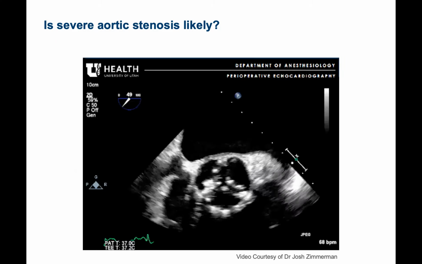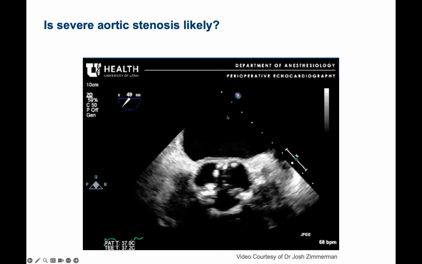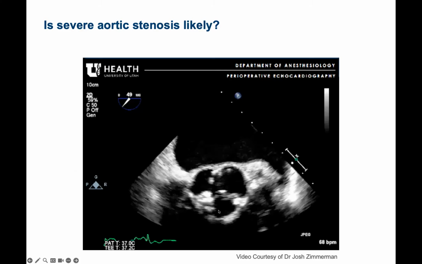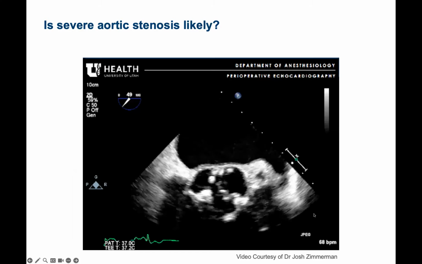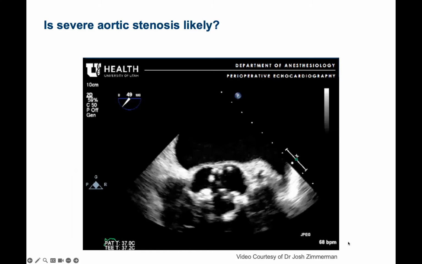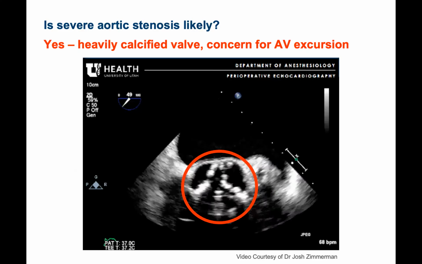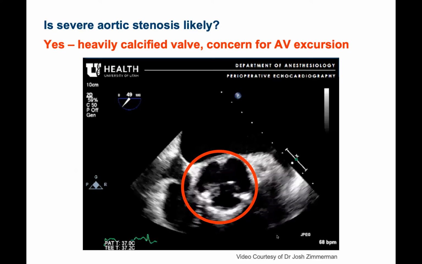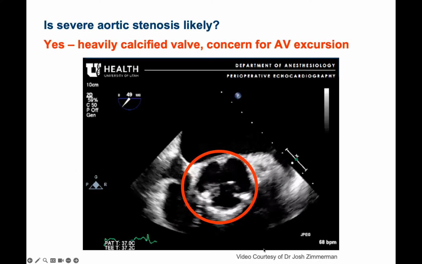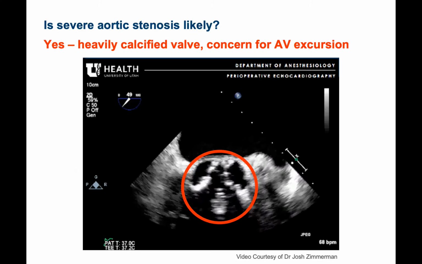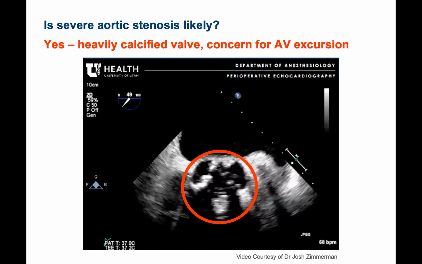This picture, however, is a transesophageal echo, meaning that the left atrium is at the top of the screen, and this is our aortic valve in short axis view. We see the three leaflets, and if you think to yourself, is severe aortic stenosis likely, the answer is going to be yes. This is a heavily calcified valve. You can see all the bright white around it. And we also have concern for aortic valve excursion. It doesn't look like these valves are opening very much. So you have significantly decreased aortic valve excursion.